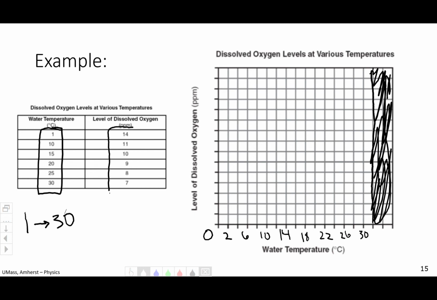All right, now let's look at our vertical, our dependent. We're going from 7 to 14. So let's count how many boxes we have on the vertical. 1, 2, 3, 4, 5, 6, 7, 8, 9, 10, 11, 12, 13, 14, 15. Okay, so we have 15, and we're going from 7 to 14, so we can make each box worth 1. That's fine. So 2, 4, 6, 8, 10, 12, 14. Okay, so now we have properly scaled our axis.